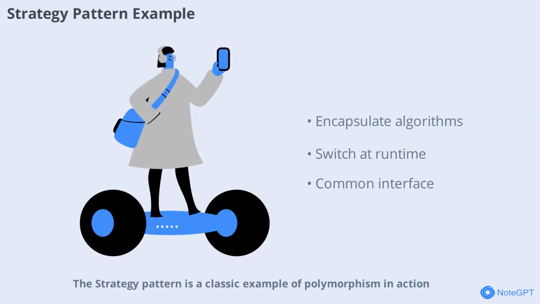Strategy pattern is a classic example of polymorphism in action. It allows you to define a family of algorithms, encapsulate each one, and make them interchangeable. By using a common interface, you can switch strategies at runtime without altering the client code. This pattern is widely used in scenarios where behavior needs to change dynamically.